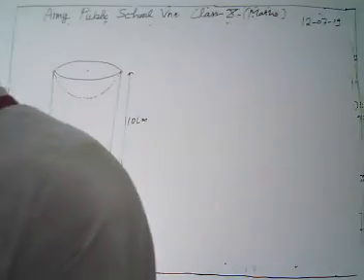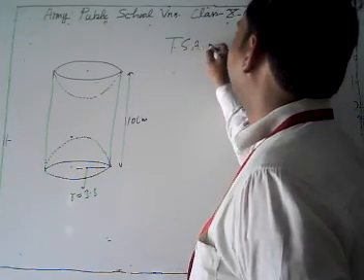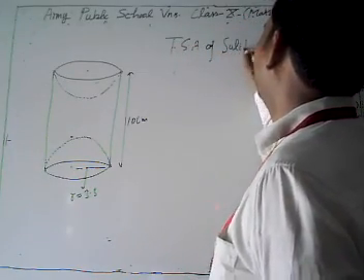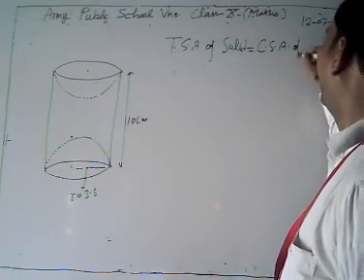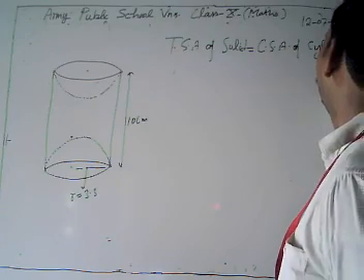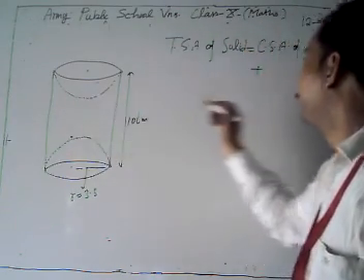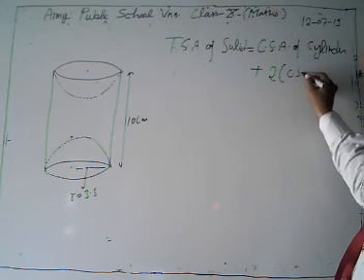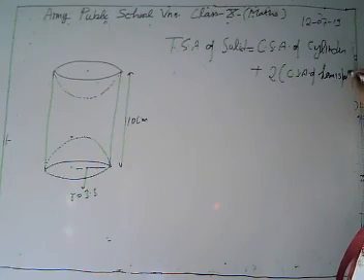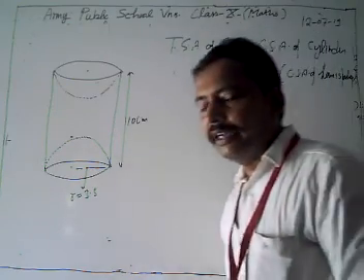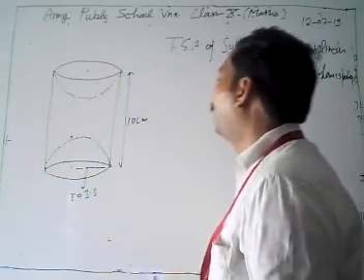First of all we have to mention the total surface area of the solid. How can we calculate it? Curved surface area of the cylinder plus 2 times the curved surface area of a hemisphere, because we have 2 hemispheres. So the TSA of the solid is the curved surface area of the cylinder plus 2 times the curved surface area of a hemisphere.